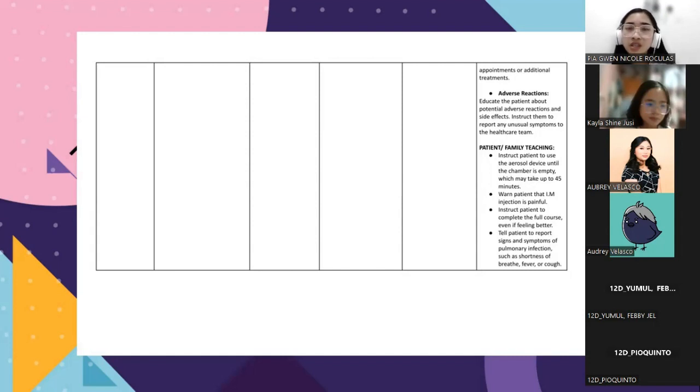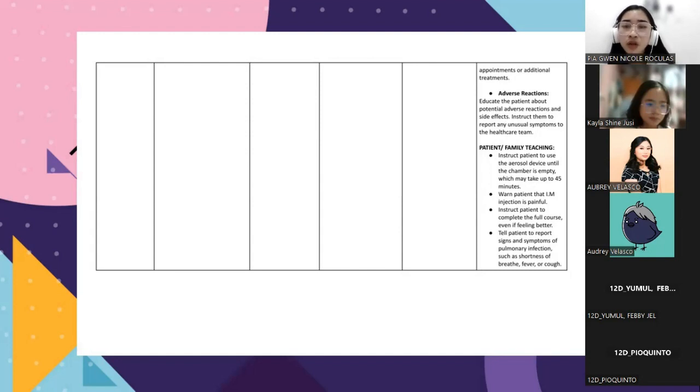Then patient and family teaching. So instruct patient to use the aerosol device until the chamber is empty, which may take up to 45 minutes. So warn patient that intramuscular injection is painful. So kailangan nating sabihin sa patient na masakit yung intramuscular injection while giving this drug. Then instruct the patient to complete the full course even if feeling better.